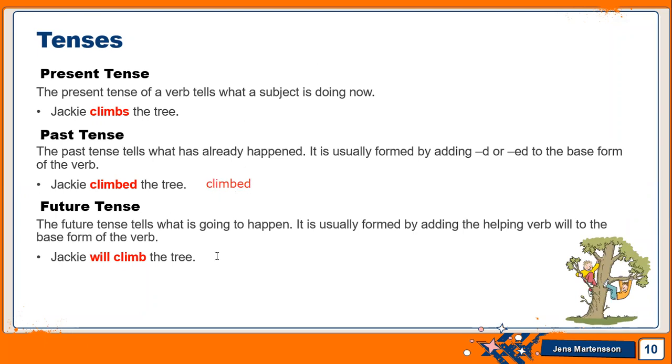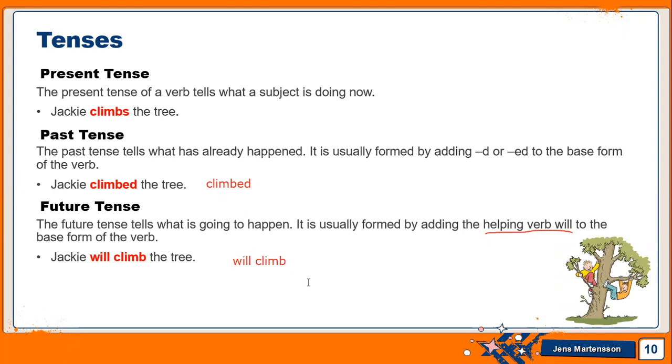Now, the future tense. The future tense tells what is going to happen later, after now. So something that didn't happen yet. It's usually formed by adding the helping verb will to the base form of the verb. What is the base form of the verb? The original verb without any additions. So to the verb climb, I need to add will. I will climb the tree tomorrow.